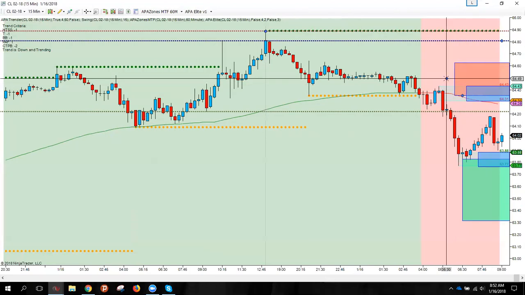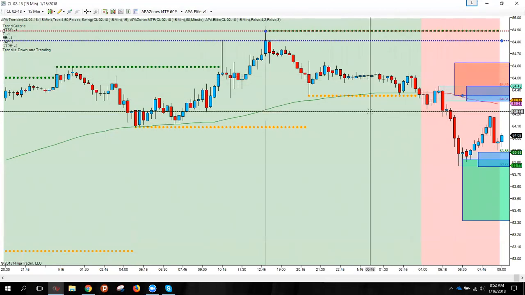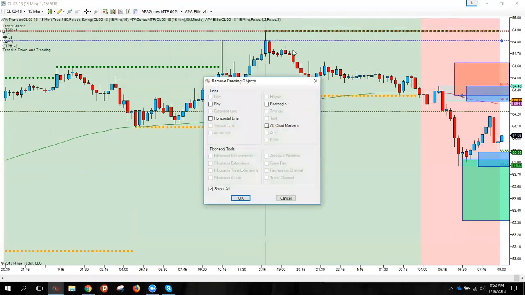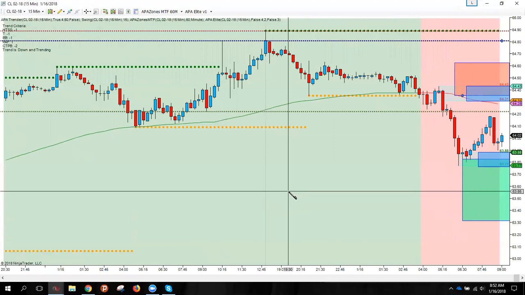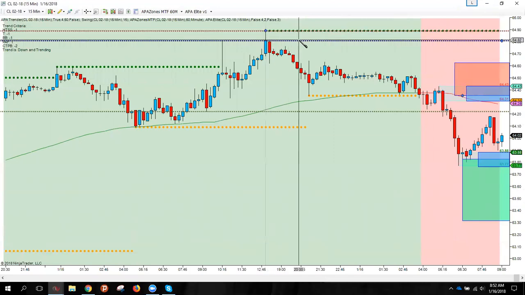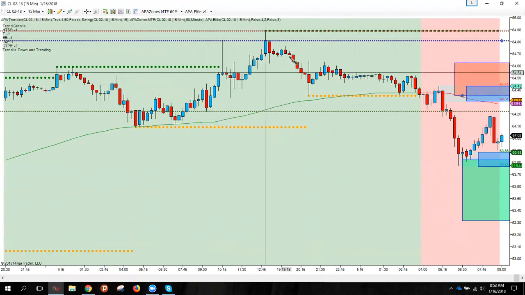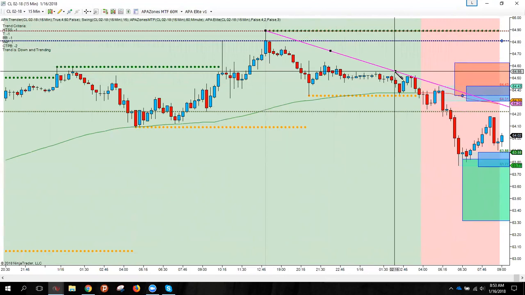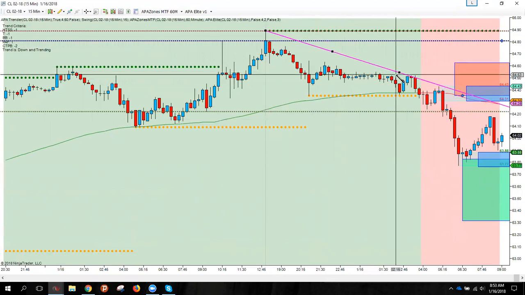Oops, not that one. I have shortcuts on my mouse and sometimes I forget which one it is. I think 7. Yeah, right here. That's my trend line going down.